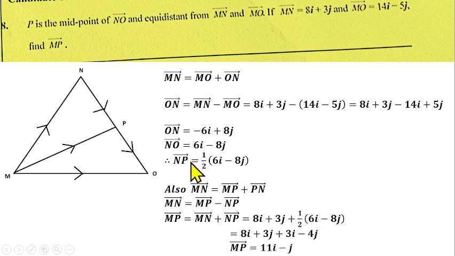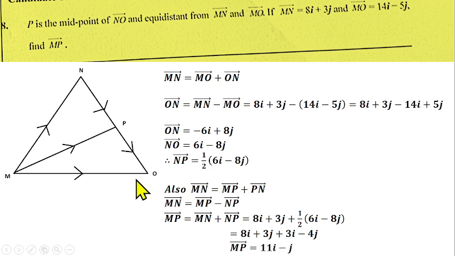Then from there, what can we do? Since P is the midpoint of NO, vector NP should be half of whatever you are having here. Is that correct? Good. So vector NP should be half of NO. Therefore vector NP should be equal to half of 6i minus 8j. If you simplify that, that should give us 3i minus 4j, but let's leave that for now.